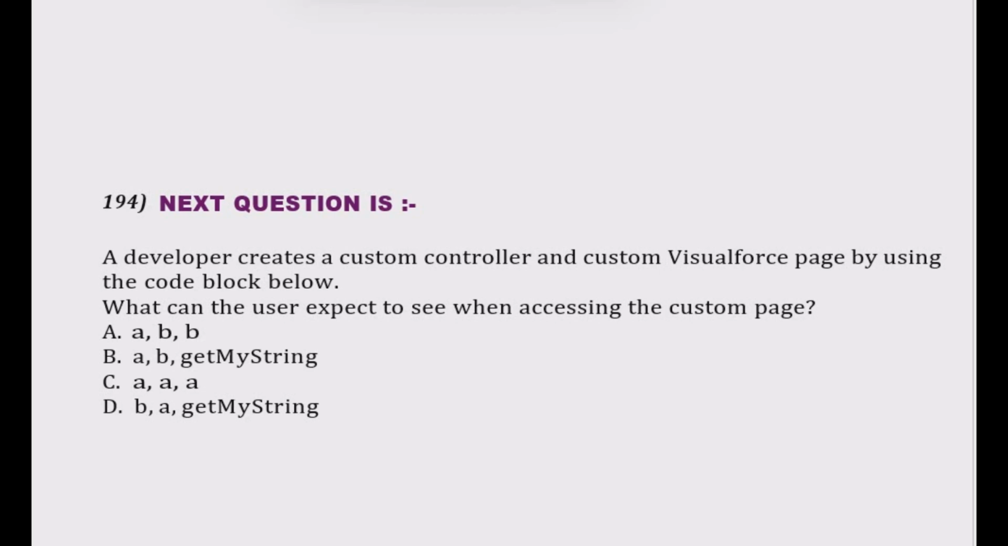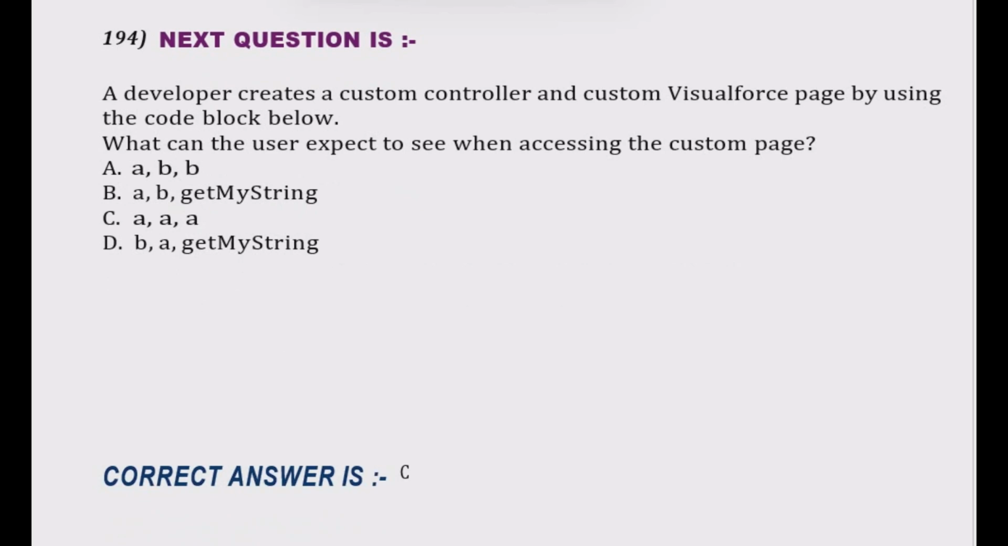Question is, a developer creates a custom controller and custom Visualforce page by using the code block below. What can the user expect to see when accessing the custom page? Option A, A, B, B. Option B, A, B, get my string. Option C, A, A, A. Option D, B, A, get my string. Correct answer is option C.